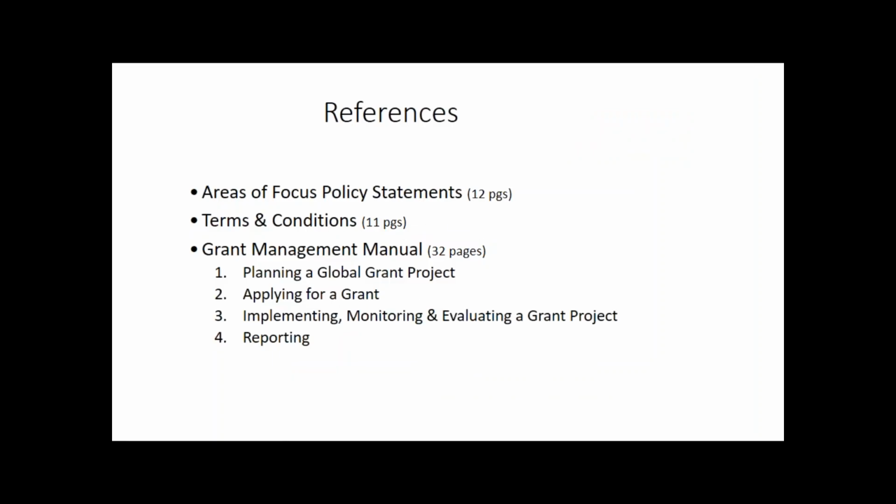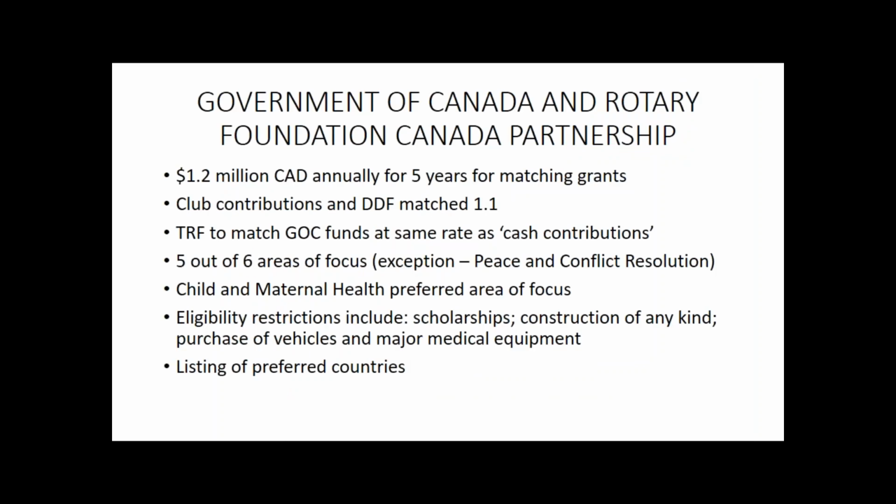Okay, so again, same references over and over again. These bodies of information are very valuable to you. For Canadians, I know we don't have very many Canadians here, but there is a $1.2 million fund set annually for the next 5 years for matching grants. Club contributions and DDF are matched 1-to-1. This is a windfall for Canadian clubs.